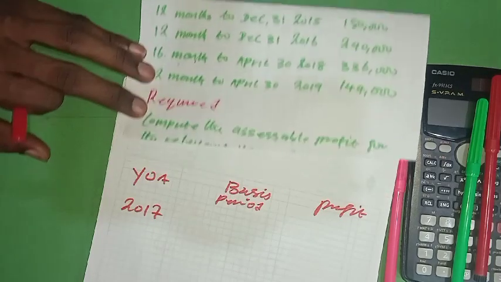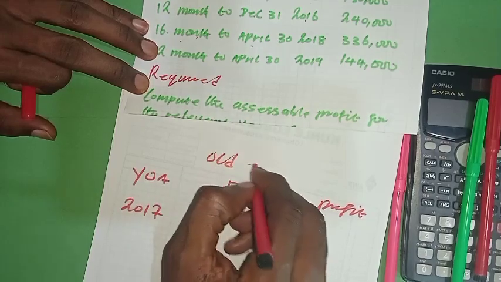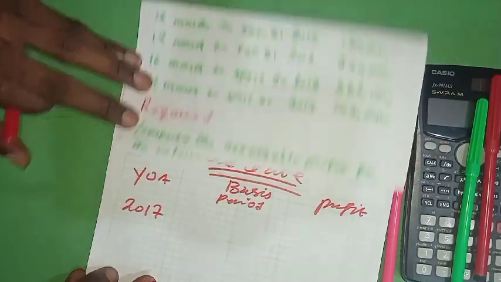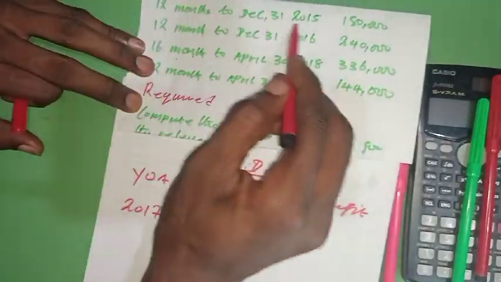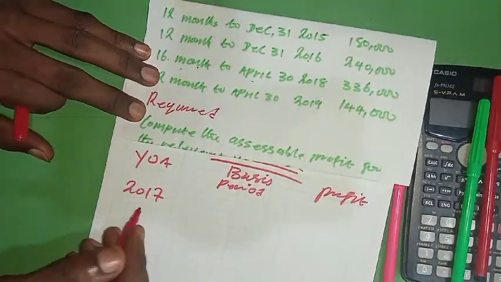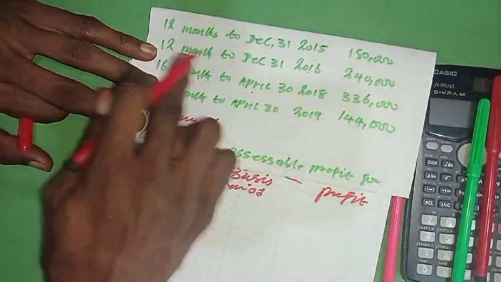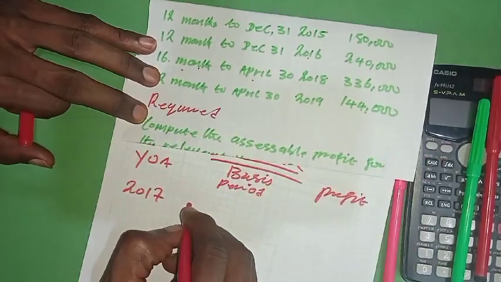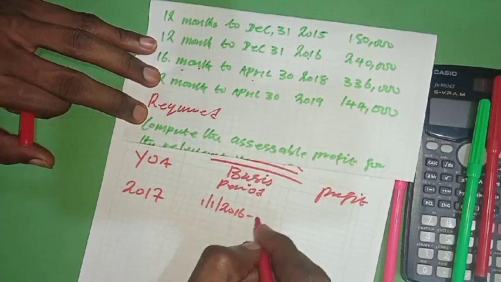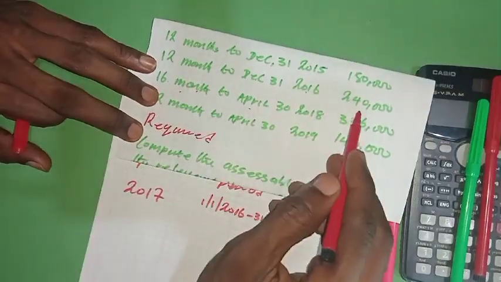Based on the old date, we are using the old date first. But please always specify the old date. Where is the old date? This is the old date, the first date they started with before they changed. Now, 2017 will assess 2016, and this is 2016. 2016 starts from 1st of January to 31st December. So, the basis period is 1st January 2016 to 31st December 2016. How much? 240.